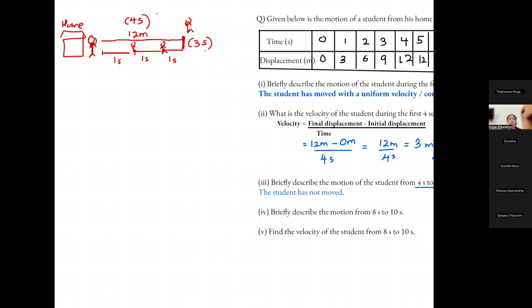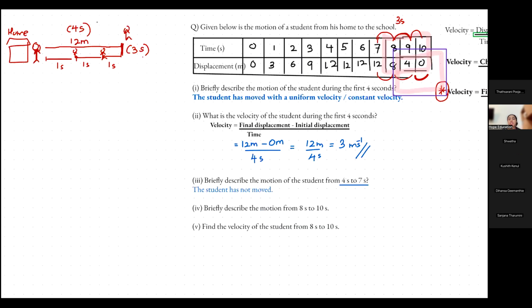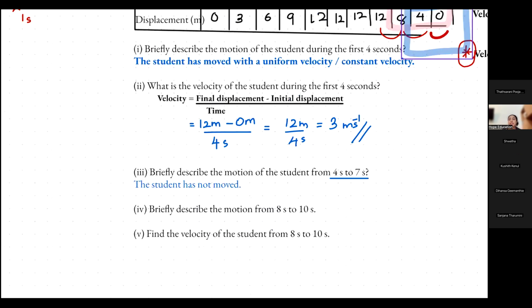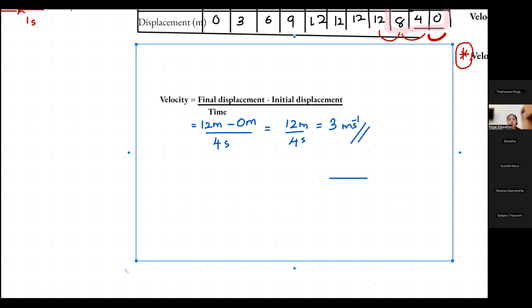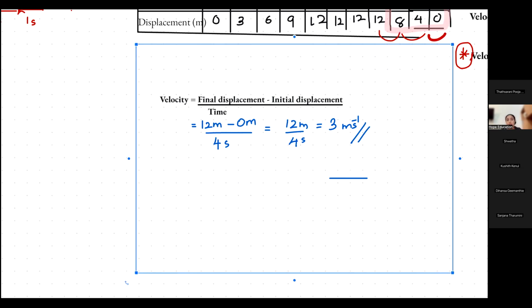Okay. And now, how would we describe this motion? From 8 seconds to 10 seconds, what has happened in the motion? The student has come back to the home. That's all you have to write.